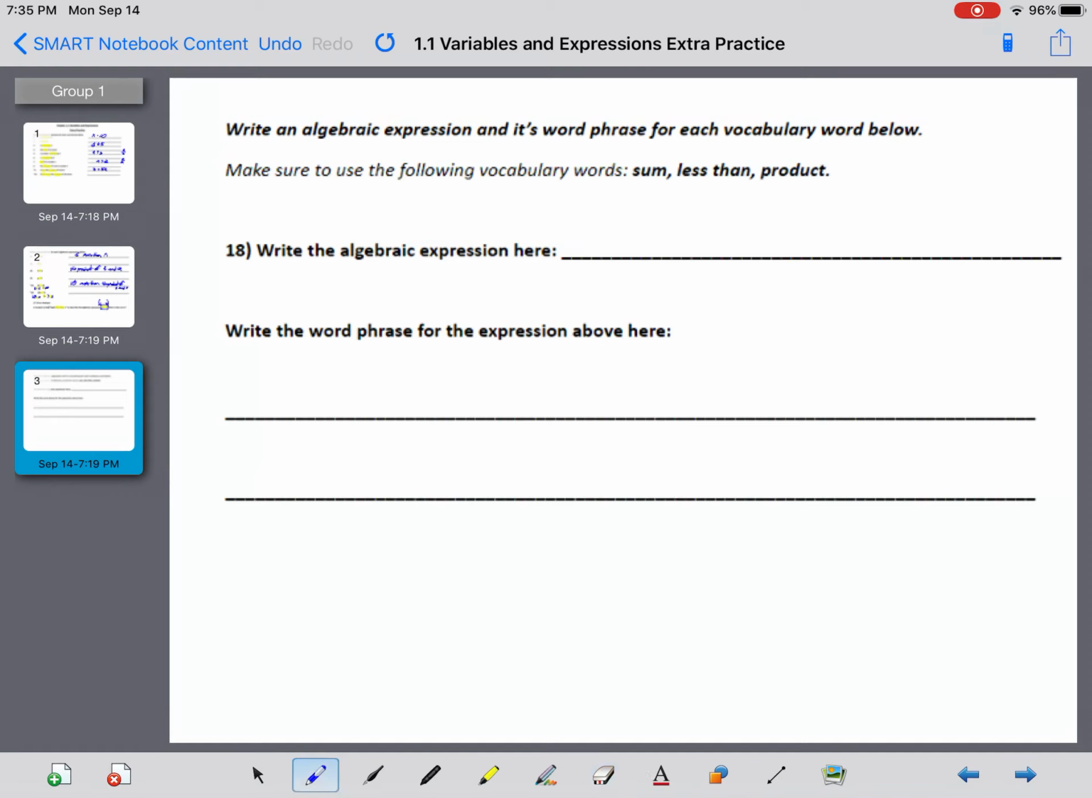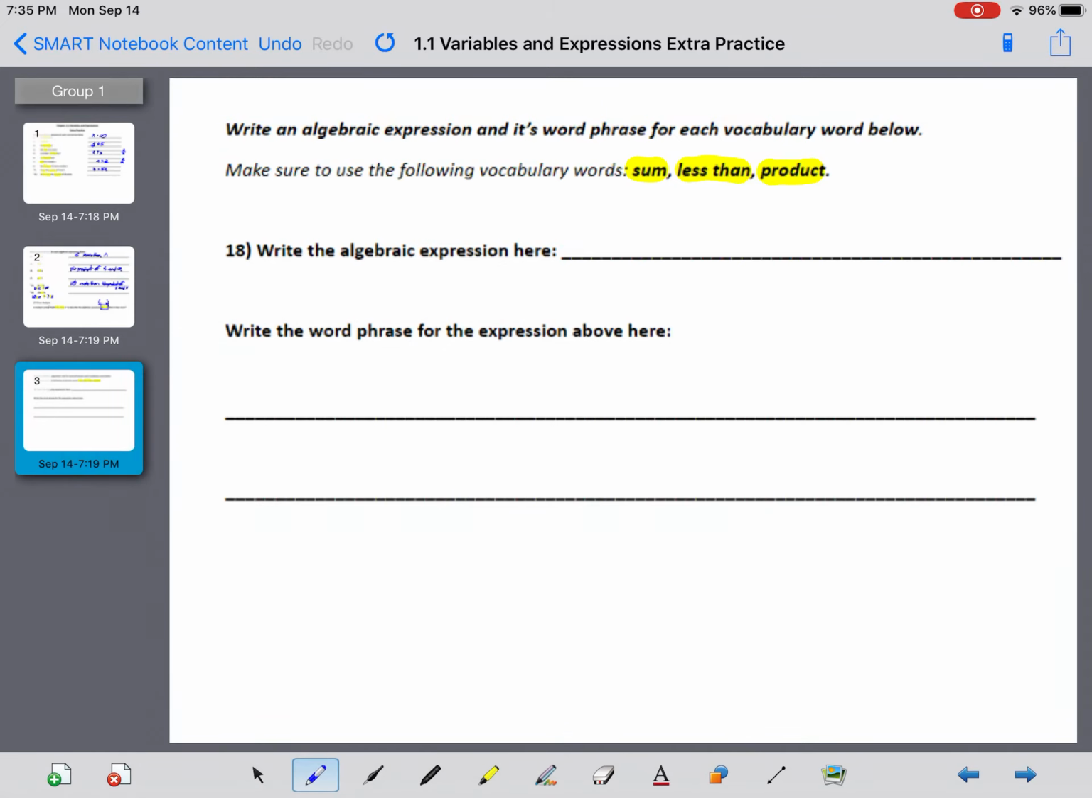On the back page, we have 18, 19, and 20. Okay, it's a little more vague here, but I'm going to read the directions to you. Write an algebraic expression and its word phrase for each vocabulary word below. Make sure to use the following vocabulary words: sum, less than, and product. So there's 3 vocabulary words and there's 3 questions. Use one for each of them. I'm going to give you one example and you can do the other 2 on your own.